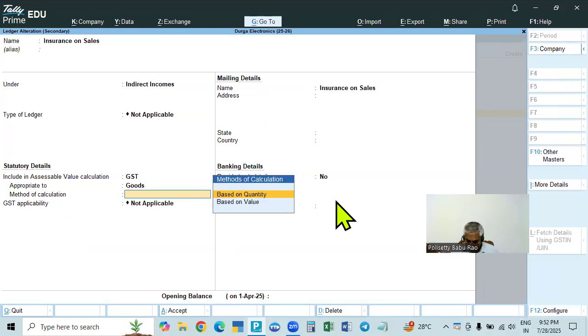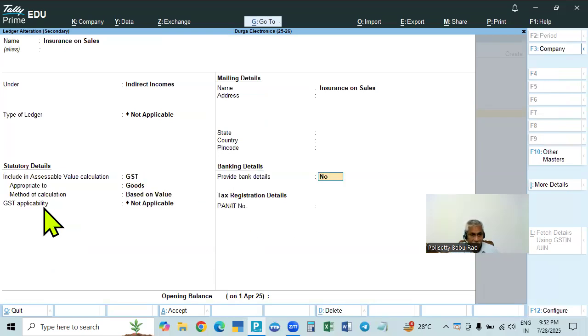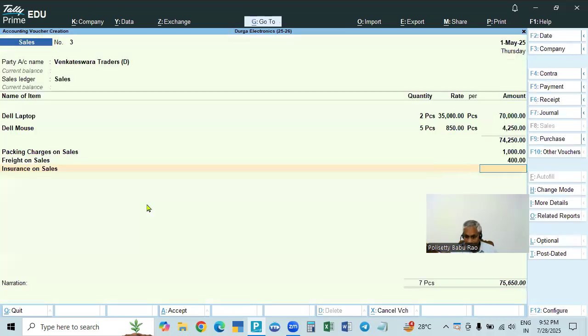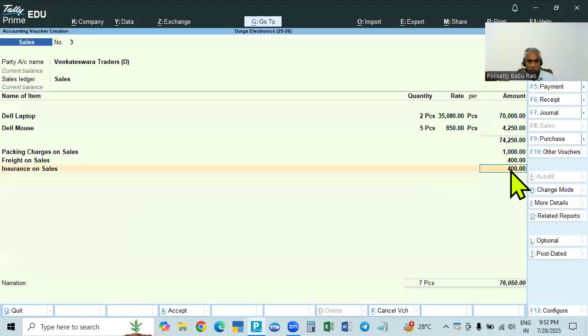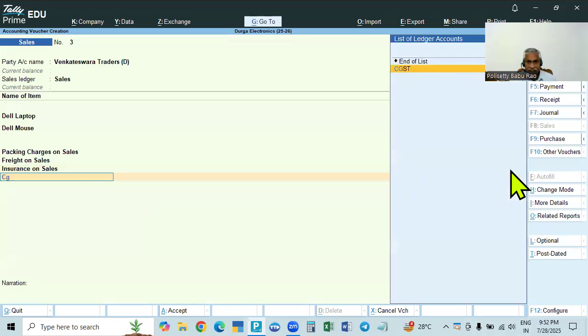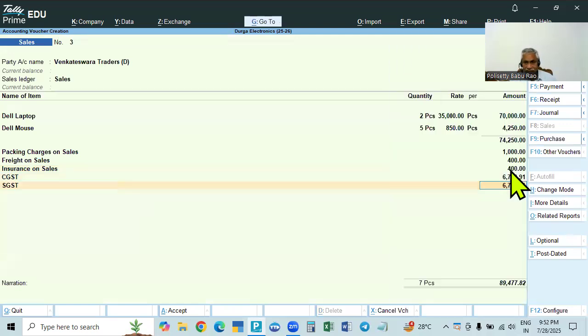That is why you take GST on goods on the basis of value. Normal GST is not applicable. So here also you will take 400 rupees. We are taking 400 rupees. Okay. Now, after this, we will calculate the tax, CGST and SGST.